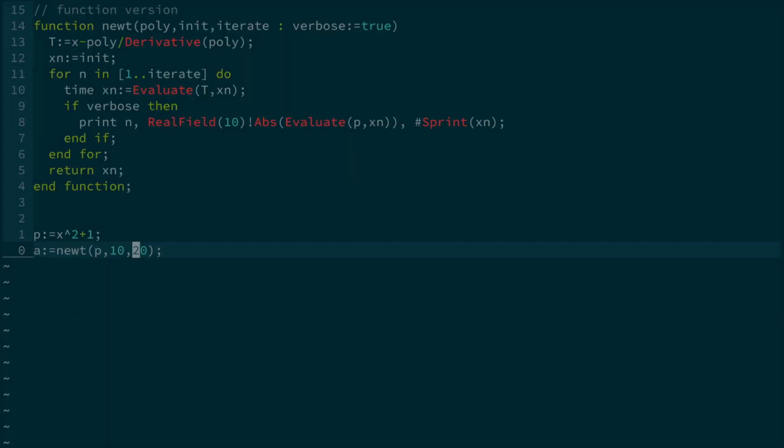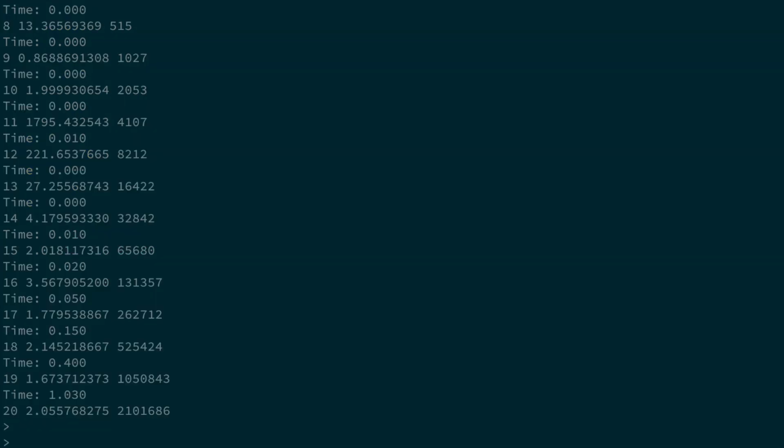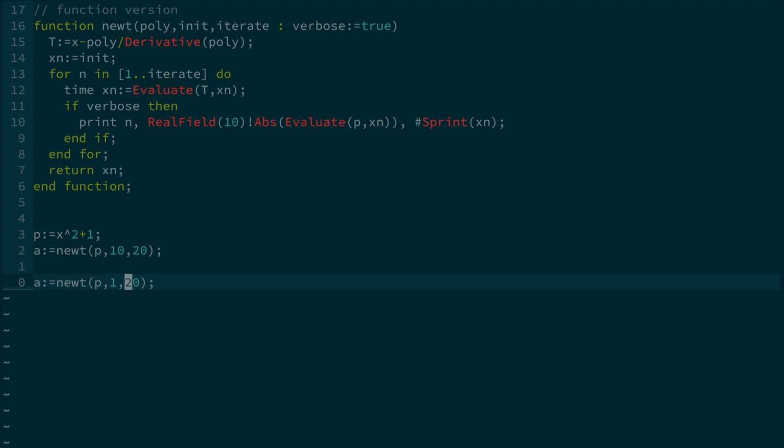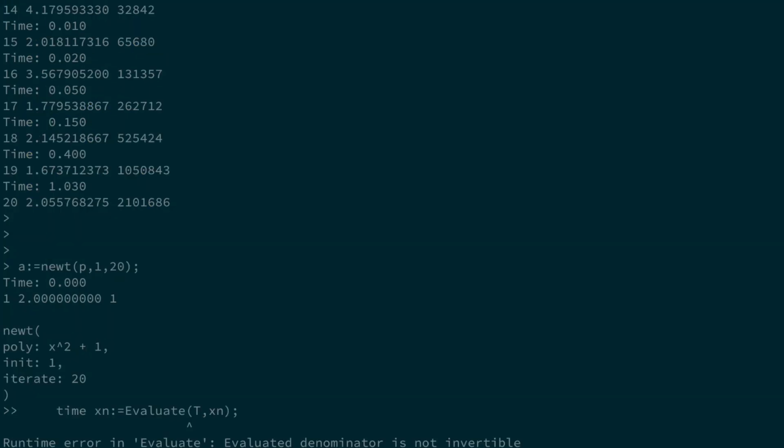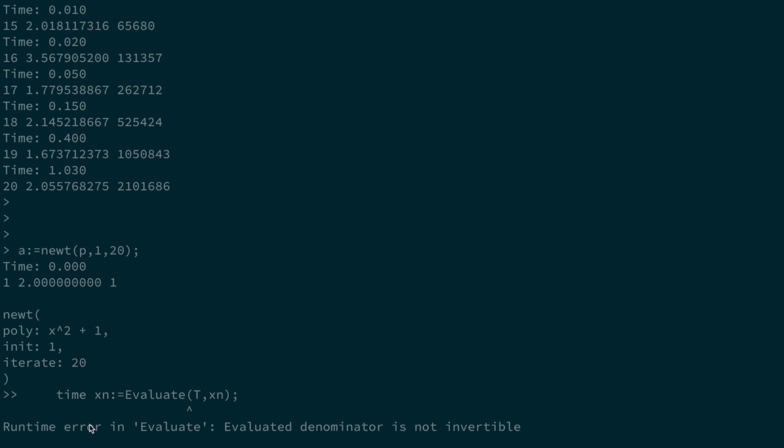And let's look at the following. Instead, let's start with 1 and let's see what happens. So my initial value is 1. I'm going to take 20 steps. That's my plan. And I say go. And it crashes. And you can read the error. It says, while trying to evaluate this rational function t, the denominator that I had is not invertible. That means the derivative that I used was 0 when evaluated at xn. Of course, x squared plus 1 has derivative 2x. So it means my xn was 0. So I managed to hit this point, and then Newton's operation just blew up. So I could not continue.